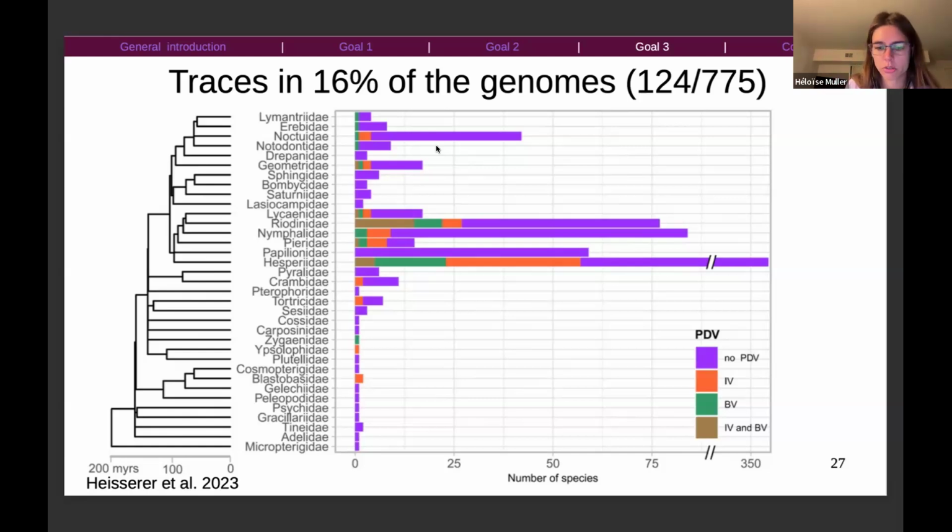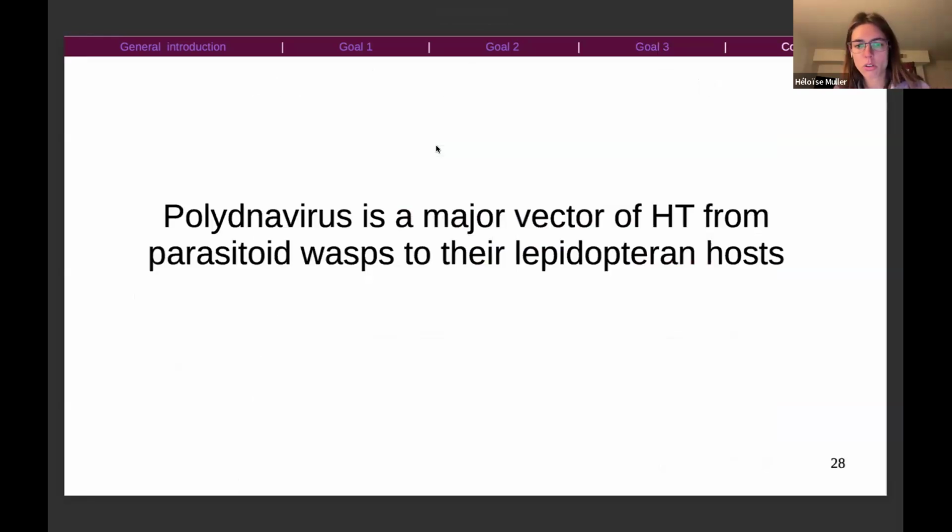So to conclude, we firstly showed that Bracovirus sequences which are integrated in the genome of the caterpillar are very little transmitted to the next generation, at least in the braconid Cotesia typhae that we studied very precisely. However, at the scale of evolution, we could find a lot of traces of Polydnaviruses in the genome of Lepidoptera, which suggests that Polydnaviruses are a major vector of horizontal transfer from parasitoid wasps to their Lepidopteran hosts.